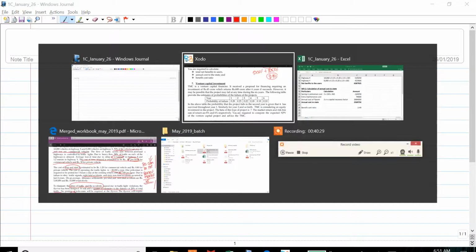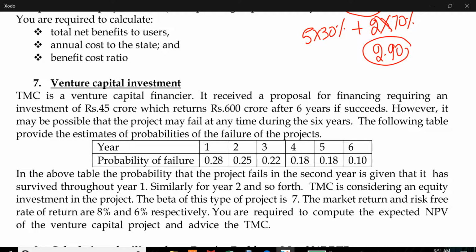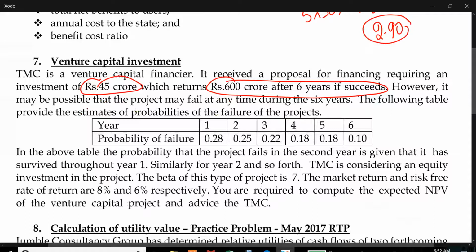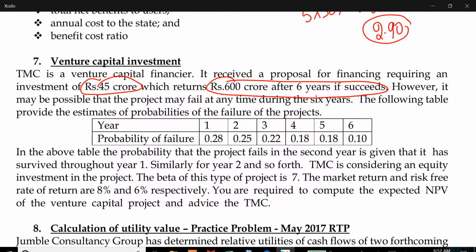Okay, now coming to this question, a venture capital financier is planning to invest 45 crores, which will give him 600 crores if the project succeeds. It may be possible that the project may fail at any time during the 6 years. The following table provides the estimates of failure. In the above table, the probability that the project fails in the second year is given, given that it has survived throughout year 1. Equity investment beta, all that information is given. You are required to compute the NPV of the venture capital project and advise the TMC.